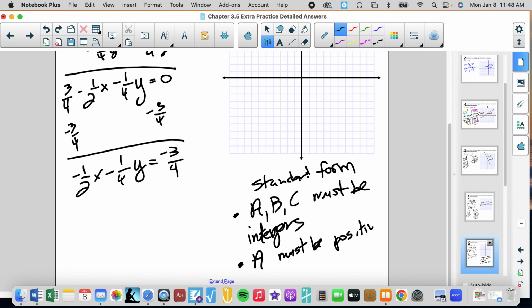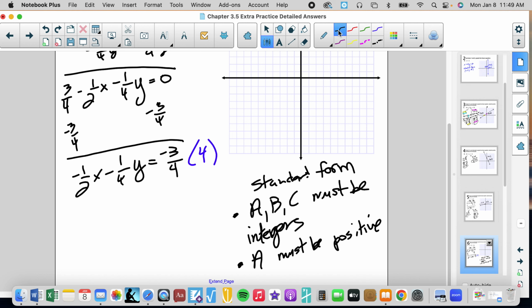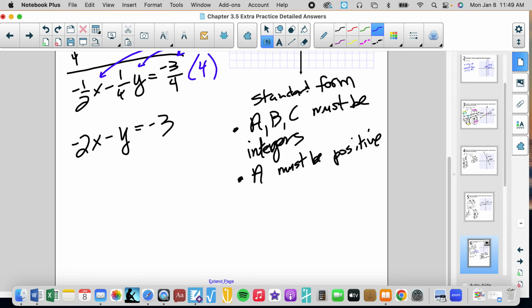So how do I get rid of those fractions? Well, let's get rid of the denominator. 2, 4, and 4, what's the common denominator? 4. So if we multiply everything by 4, we get negative 2x minus y equals negative 3. We would distribute, multiply each term by 4, we get that.